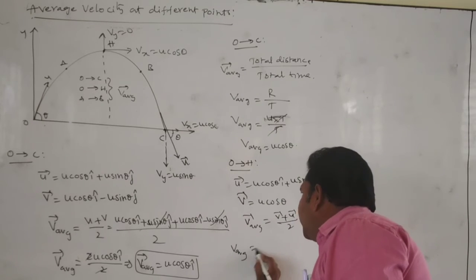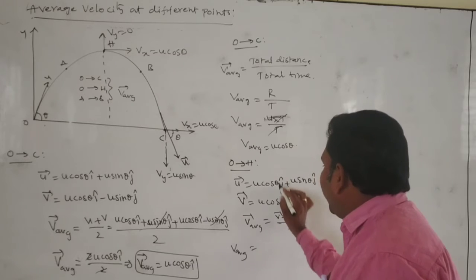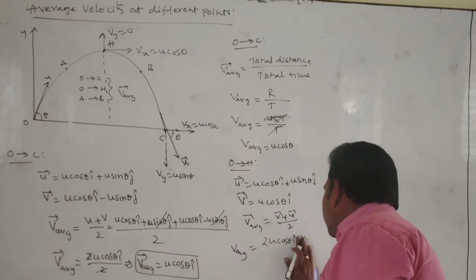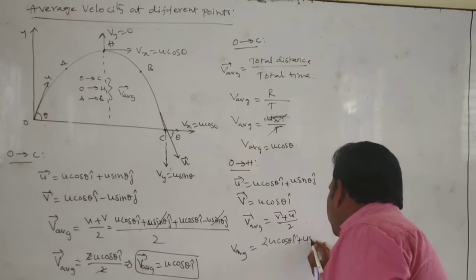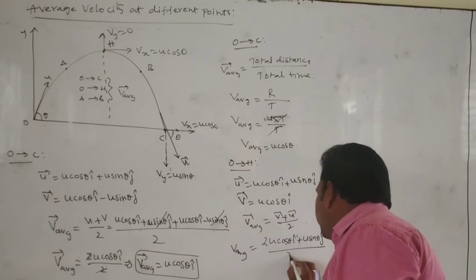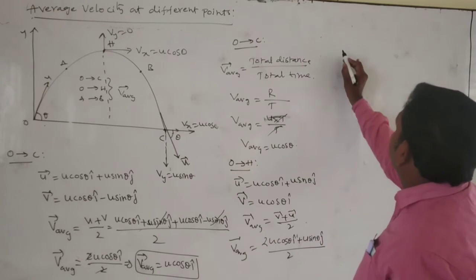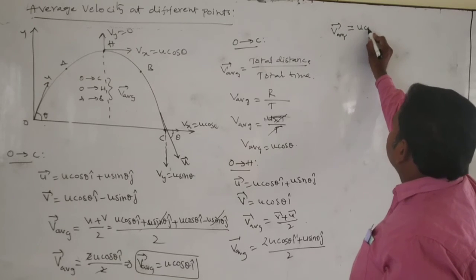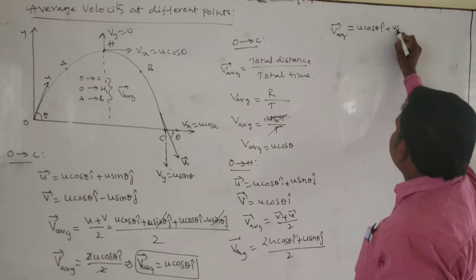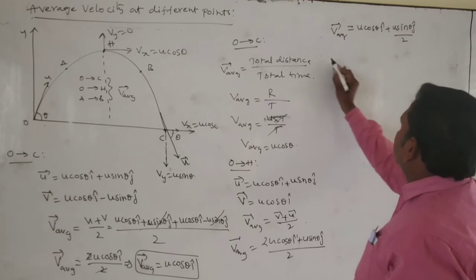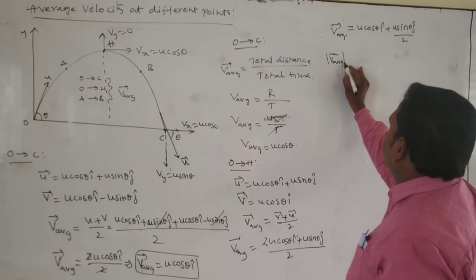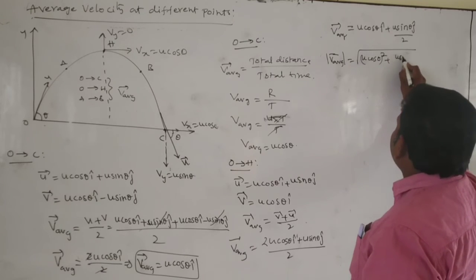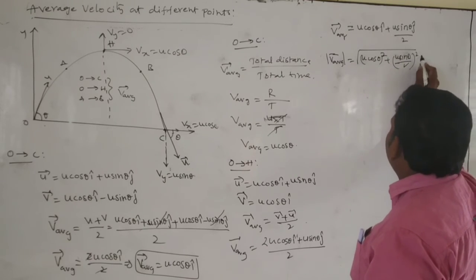V average is equal to, so when you add both, you get 2u cos theta i cap plus (2u cos theta plus u sin theta) j cap, by 2. So this is the average velocity. We'll get the answer v average equal to u cos theta i cap plus u sin theta j cap by 2. So the magnitude of average velocity, you will get root over (u cos theta) whole square plus (u sin theta by 2) whole square.